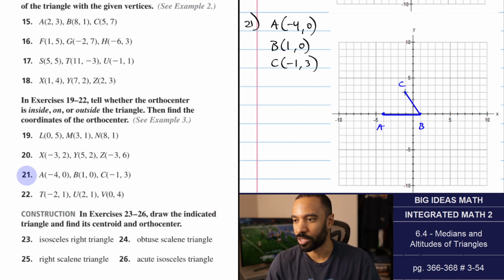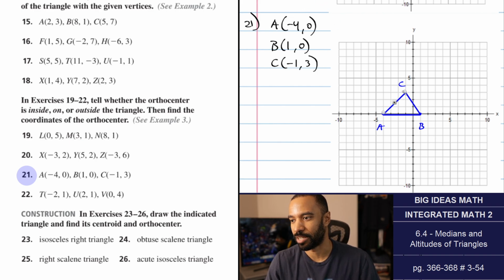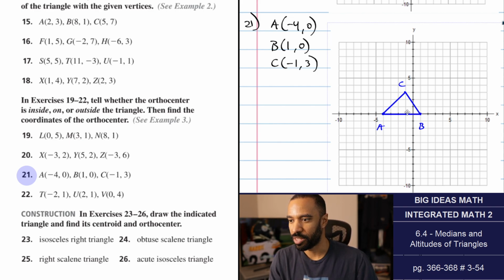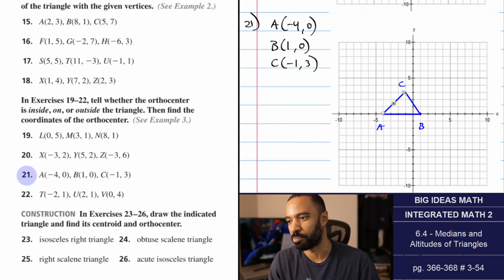But I don't know, maybe I can look at this drawing and tell, because I can't tell if that's a right triangle or not. I'm going to guess it's not. I'm going to guess it's probably acute. I don't believe this is 3, 4, 5. I don't believe it's a Pythagorean triple, so I don't think it's a right triangle. My guess is going to be acute, but we'll find out.